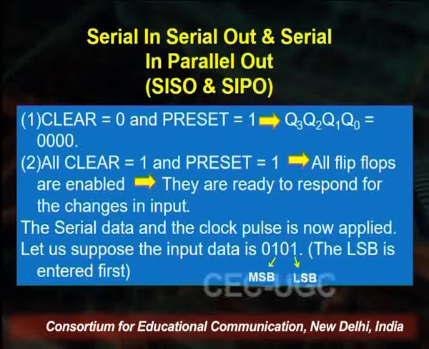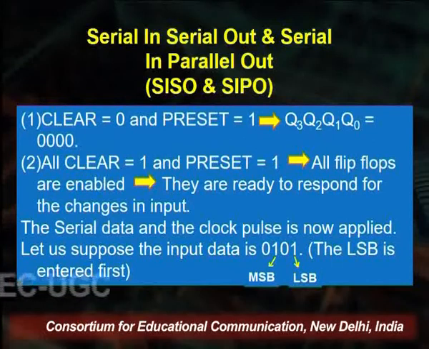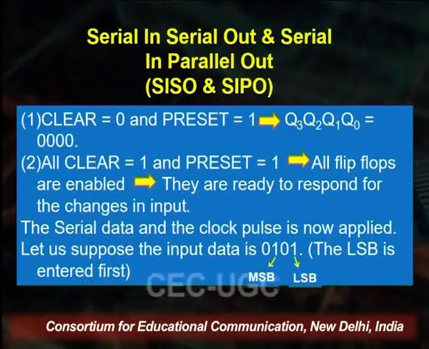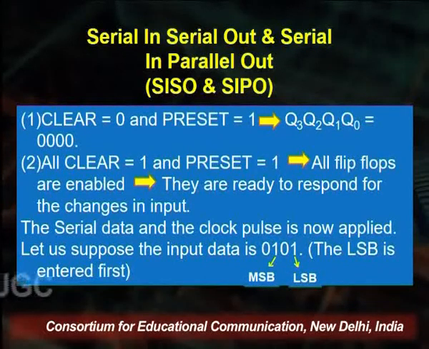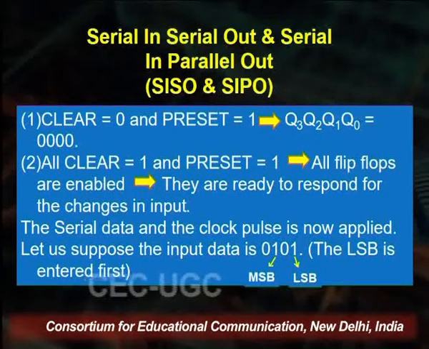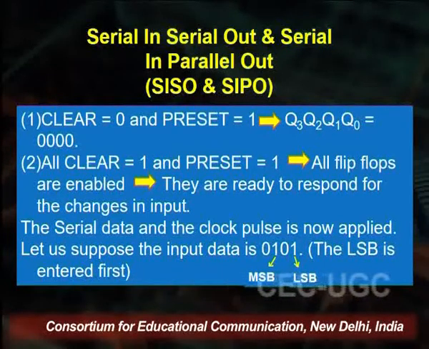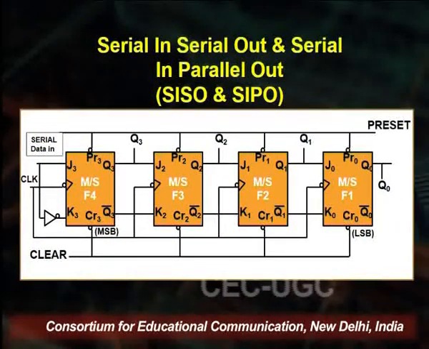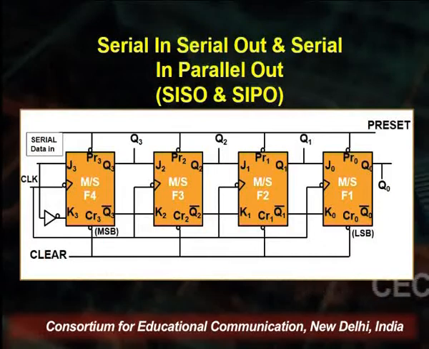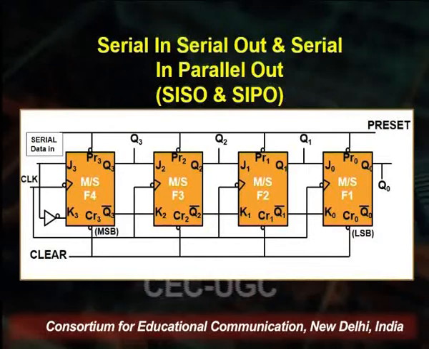In order to feed in the data and to enable all the flip-flops, we change the clear signal from 0 to 1. Now, it being active low, it is ready to count, and we keep the preset as 1. This ensures that the flip-flops are enabled and they are ready to respond to the changes in the input. The serial data, as we can see from here, is being fed to the LSB, and we'll see the shifting of the data from LSB towards MSB.